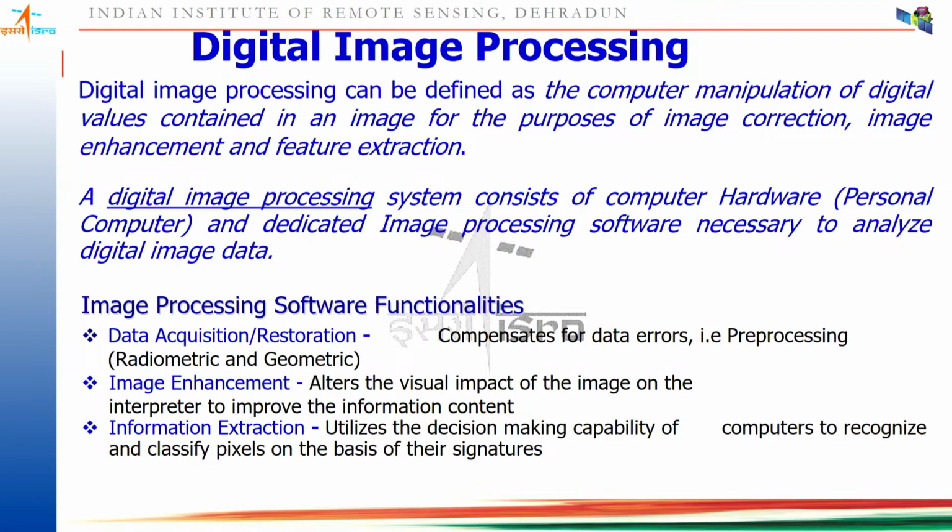Having explained digital image, we can come to digital image processing. Digital image processing can be defined as computer manipulation of digital values in an image for 3 basic reasons. One is image correction, second is enhancement, and third is information extraction. So these are the 3 major reasons for which we do image processing.